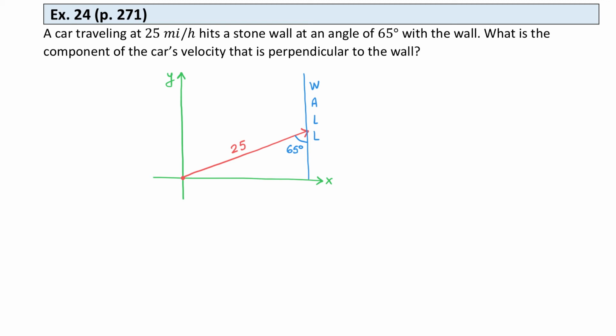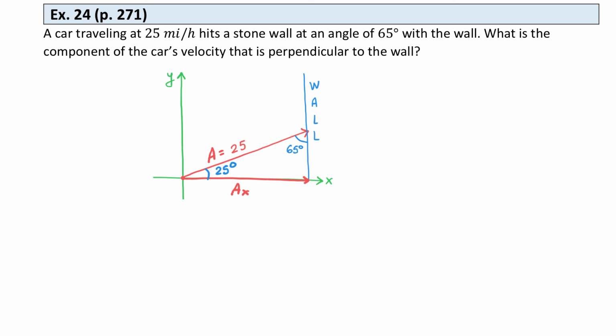To find the component that is perpendicular to the wall means to find the horizontal component of this vector. So if this vector is vector A, then the horizontal component we will call A sub x. Also, in this right triangle, if this angle is 65 degrees, then this angle will have the measure of 25 degrees. As we see, the sum of these two angles makes 90 degrees.